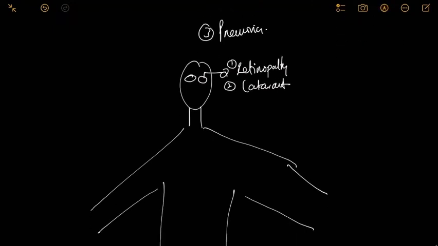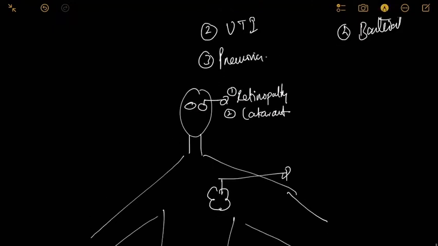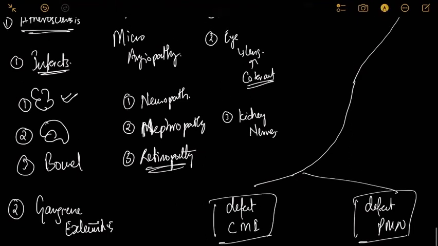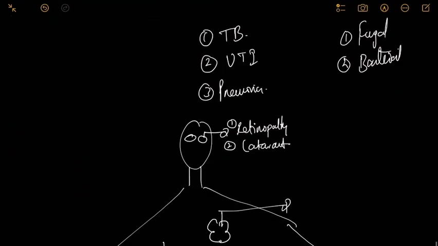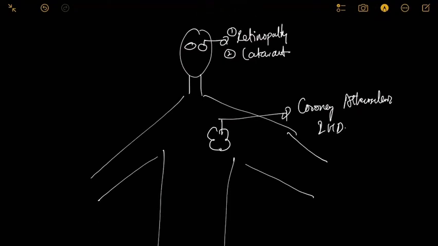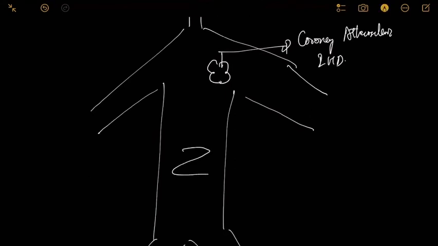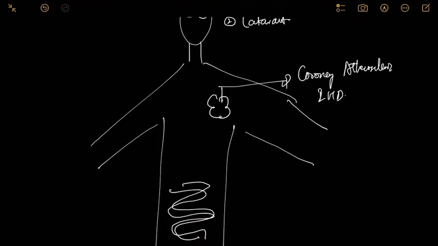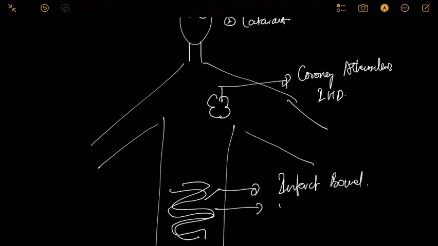Now let's come to the heart. Let's see what did we see in the heart. We saw infarcts, so coronary atherosclerosis and your ischemic heart disease. Then we saw your bowel. Again, what did we see there? There we saw your infarct of your bowel, and we also saw autonomic dysfunction.